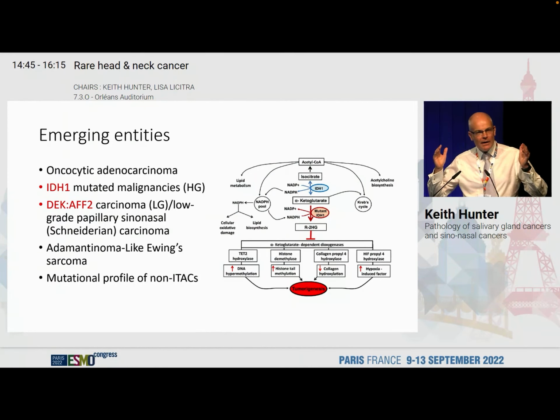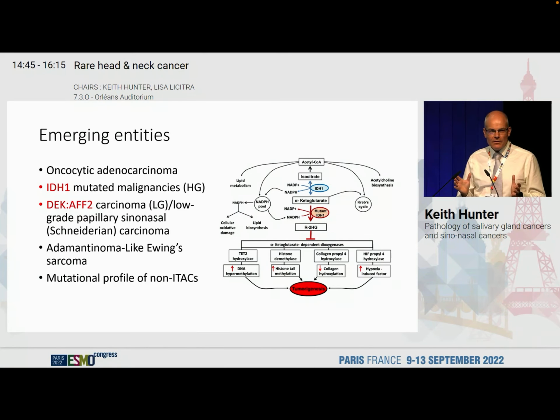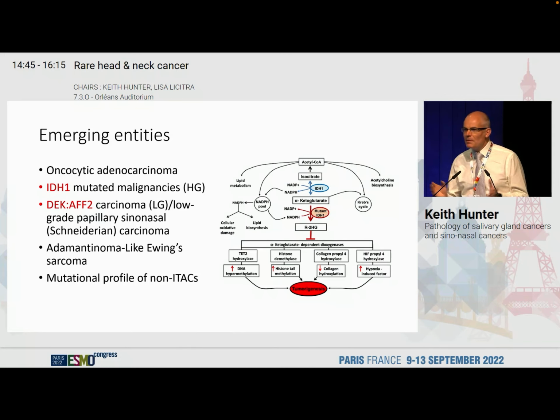And these analyses are shining the light into the SNUC, the sinonasal undifferentiated carcinoma category, which has in the past been the head and neck cancer's equivalent of MFH. It's been the bucket into which, when we actually can't call it anything else, we'll call it SNUC. But now we're beginning to understand a little more about the background. And so IDH1 mutated tumours are particularly high grade.